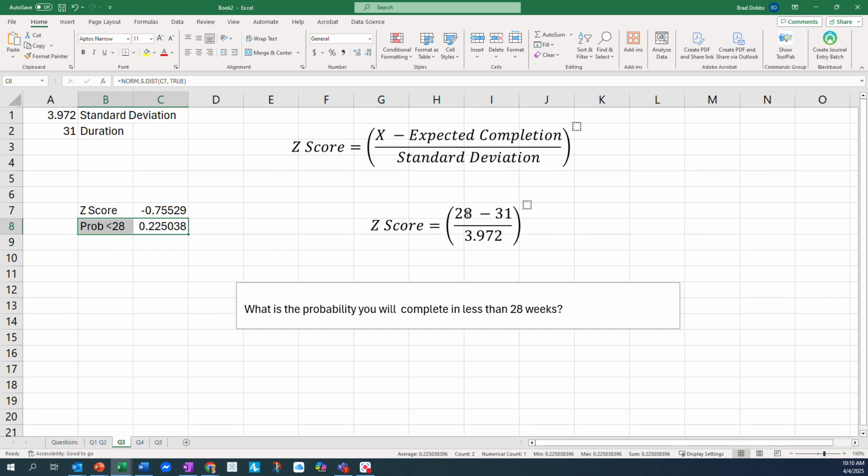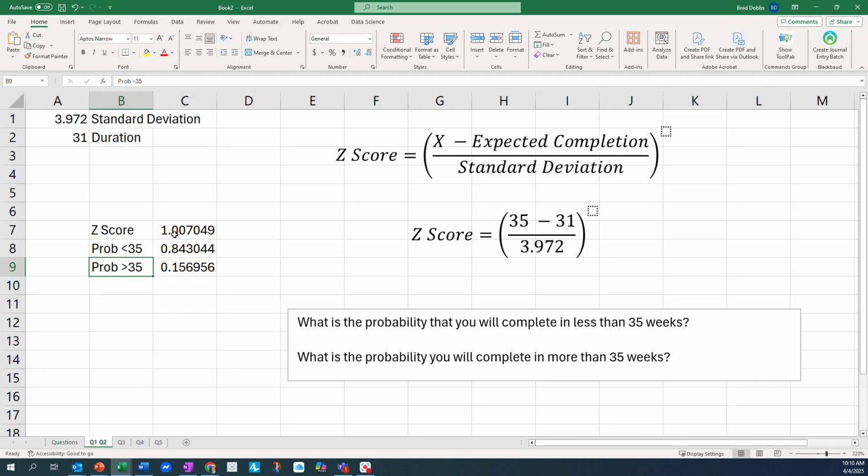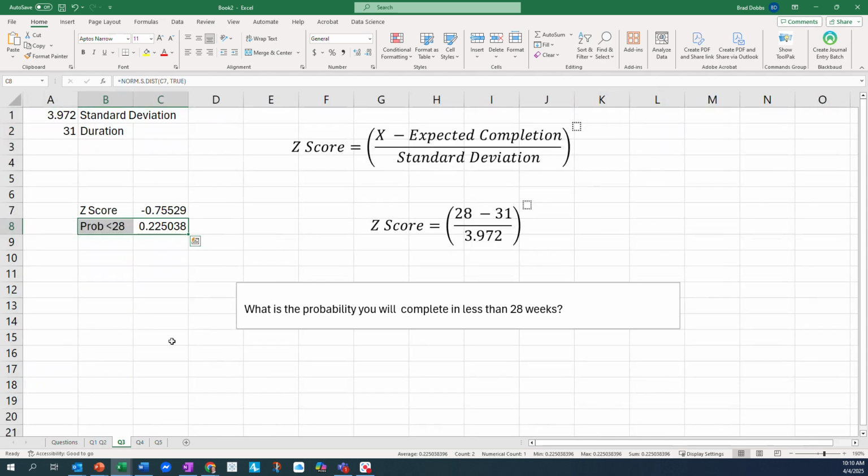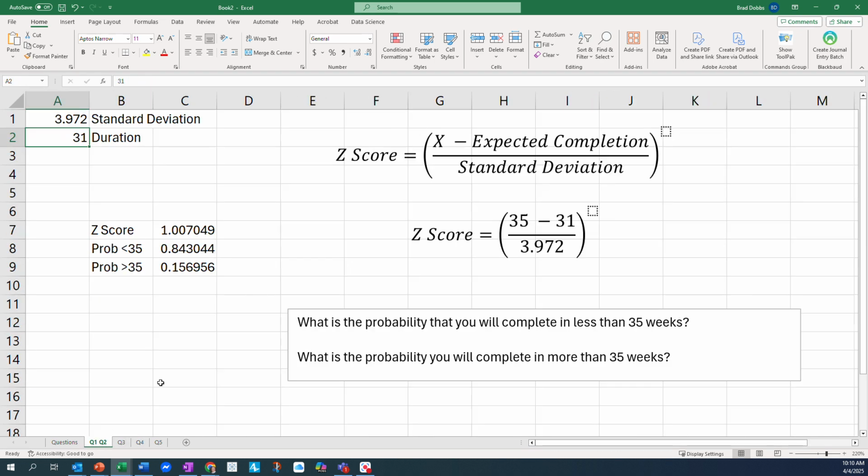So again, that's less than 50%. On this earlier one, we were talking about greater than our expected. On this one, it's less than expected. So we're going to have less than a 50% chance on this one and a greater than 50% chance on that one.